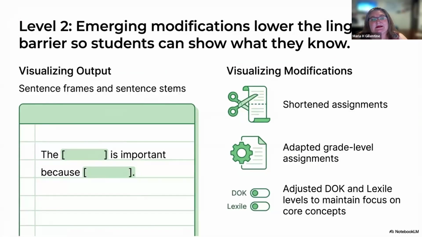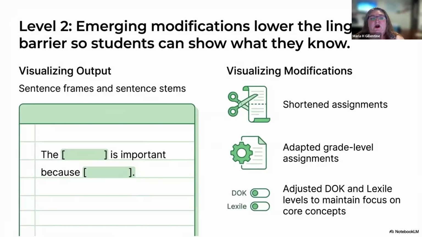Some other examples at this level, students are capable of demonstrating increasingly complex understanding when language demands are appropriately supported. So common modifications could include shortening assignments, providing sentence stems and sentence frames, adapting grade level tasks, and adjusting lexile levels and language complexity. So again, adjusting the lexile levels, not taking it to a lower grade, not dropping it down, not making it easier, adapting grade level text and adjusting lexile levels.